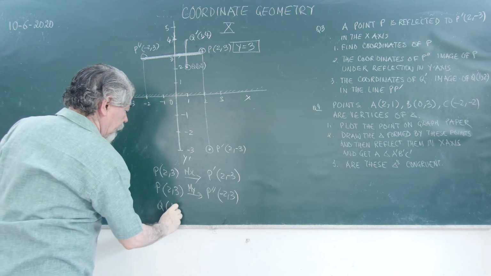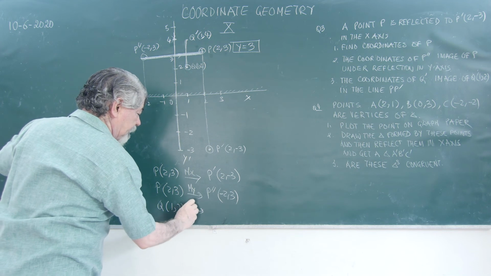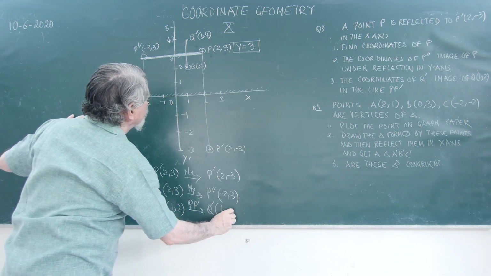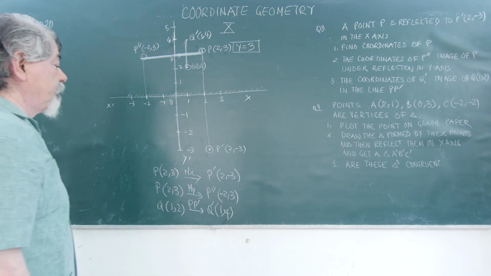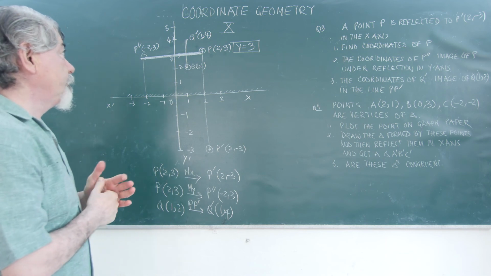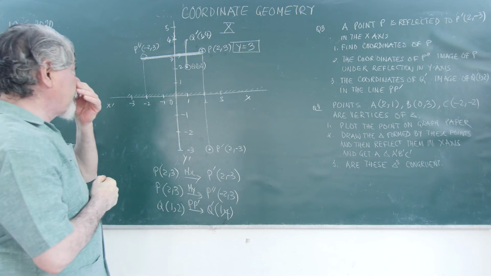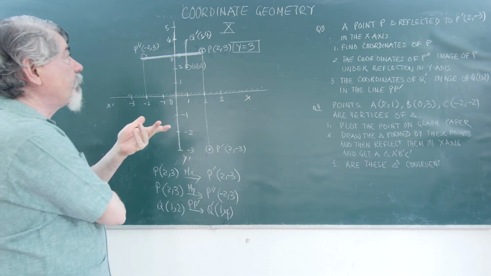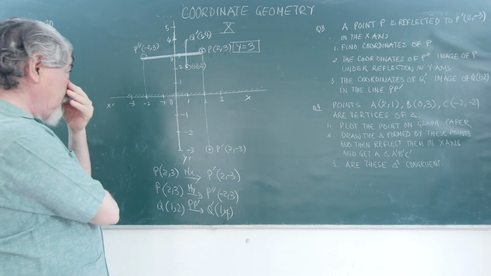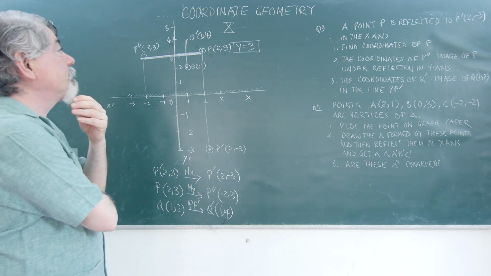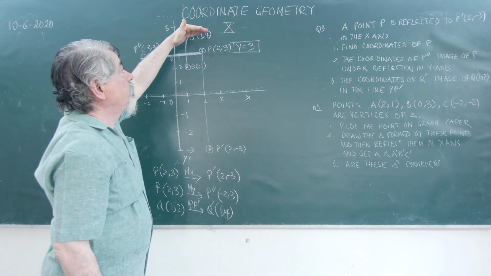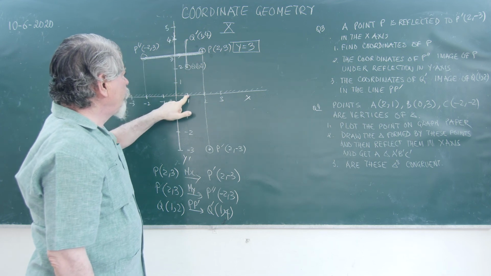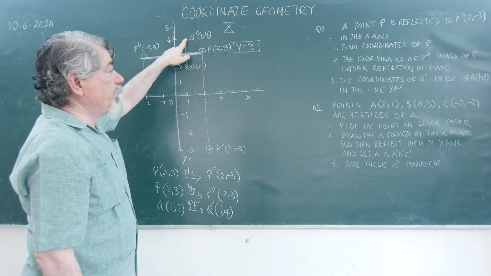Q is (1, 2). When it is reflected in PP dash, Q dash will become (1, 4). Because when you are reflecting in a line parallel to the x-axis, the x coordinate will remain the same. So it becomes 4. It was here, it's the same distance here, and now (1, 4). The coordinates of Q dash are (1, 4).